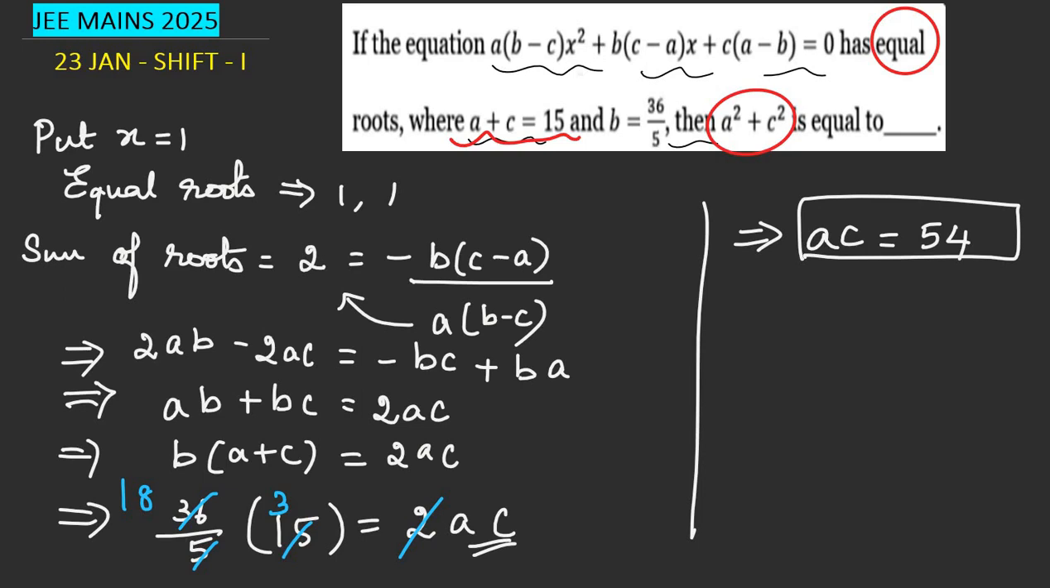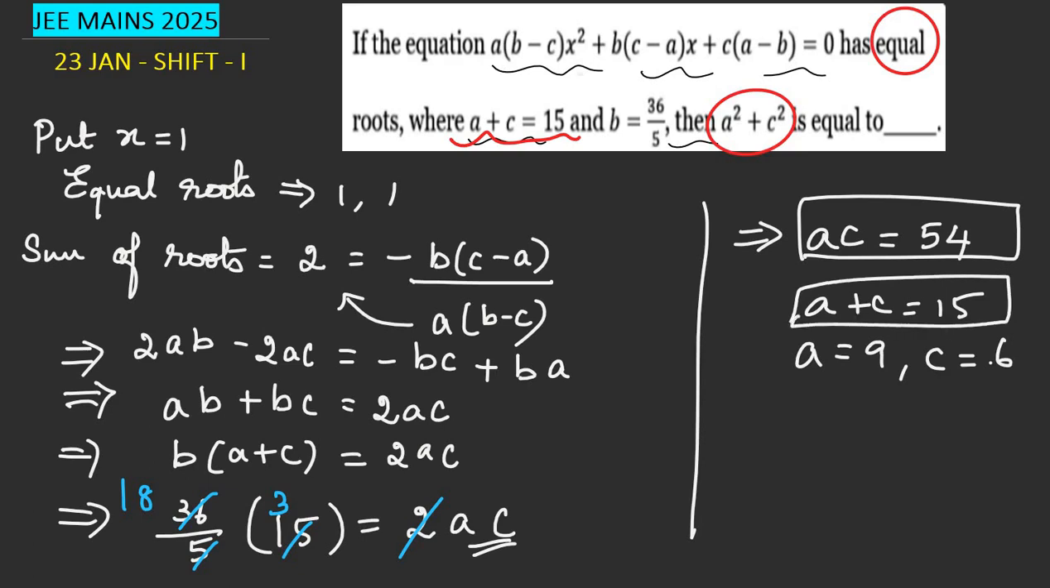Now from the question, we know that a plus c is equal to 15. So the sum of the terms must be 15, so we can take a is equal to 9 and c is equal to 6. 6 plus 9 is equal to 15 and 9 into 6 is equal to 54. So we have got the values for a and c here. Now we want to find what is a square plus c square. a square plus c square is equal to 81 plus 36, which is equal to 117.